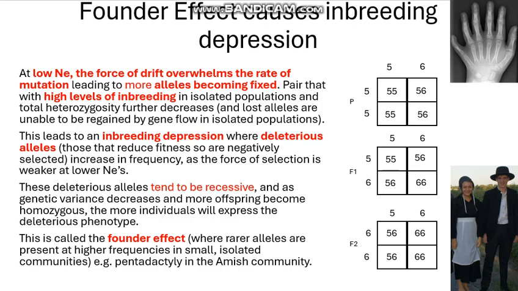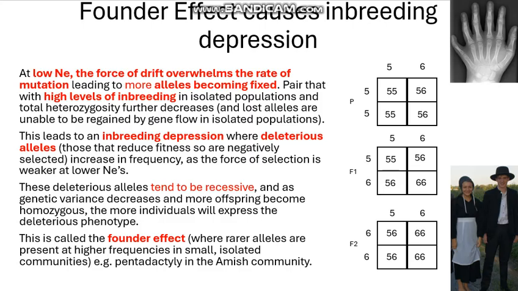So you can see in the parents, the allele frequency is 1 in 4 for the pentadactyl allele, the deleterious allele. In their offspring, it's 1 in 4 again, the allele frequency, but then in the F1, the allele frequency increases to 50%, so 50% of the alleles in the F1 generation are this deleterious mutant allele.